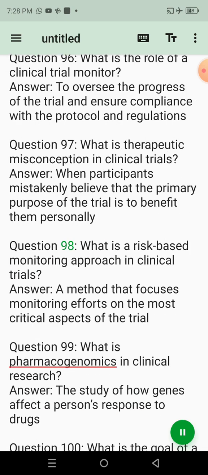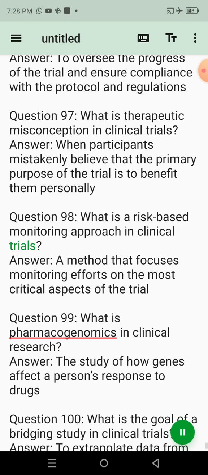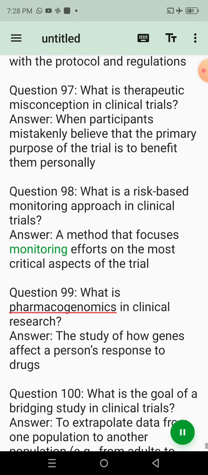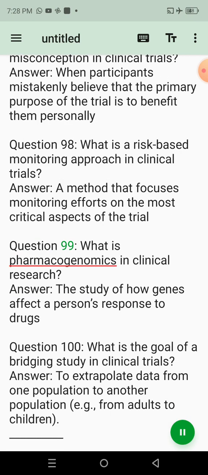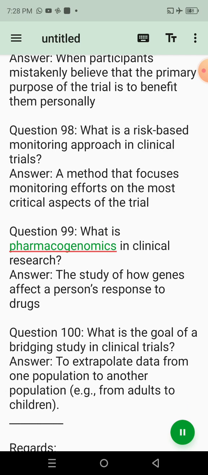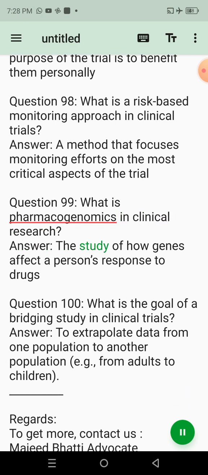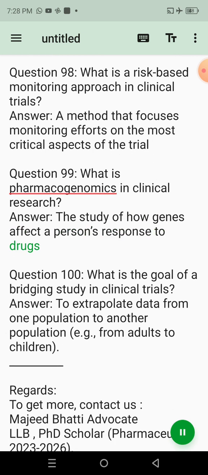Question 98. What is a risk-based monitoring approach in clinical trials? Answer: a method that focuses monitoring efforts on the most critical aspects of the trial. Question 99. What is pharmacogenomics in clinical research? Answer: the study of how genes affect a person's response to drugs.